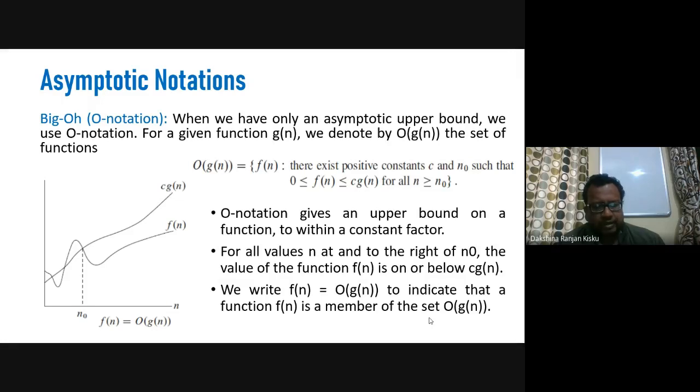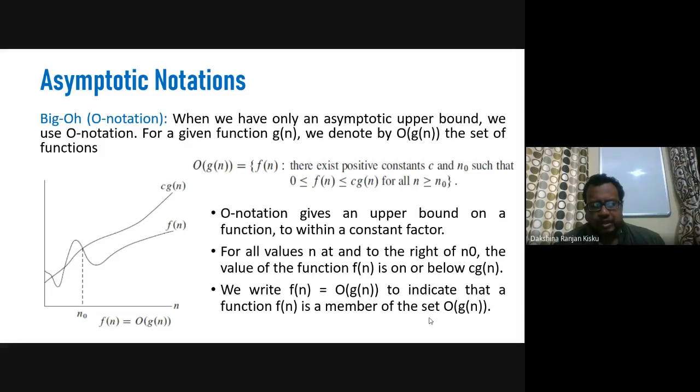So here we can say f(n) equals order of g(n), where order of g(n) is the class or set of functions. We write order of g(n) equals f(n) when there exist positive constants c and n0 such that 0 ≤ f(n) ≤ c·g(n) for all n ≥ n0. That means after some point n0 on the input, there will be a function c·g(n) which is greater than or equal to f(n).